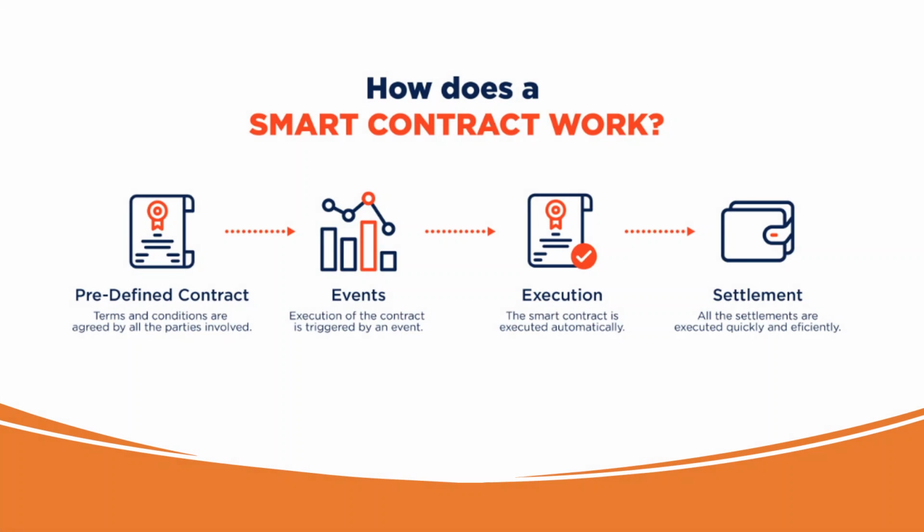So let's see how a smart contract works. For example, if there is a predefined contract which has been agreed by the parties involved, that contract will get executed whenever an event occurs. For example, money received or money transferred could be an event, and based on that event, that contract will get executed, and whatever settlements are mentioned over there will be done quickly and efficiently. Let's try to see it by an example.